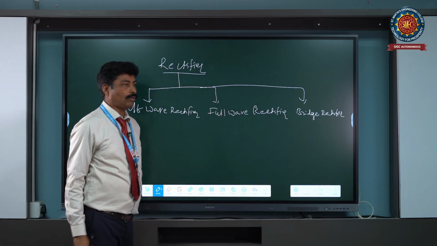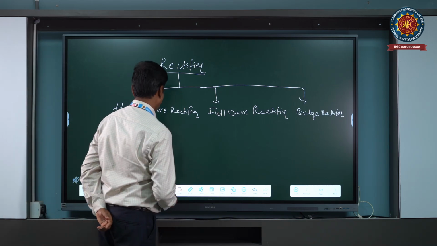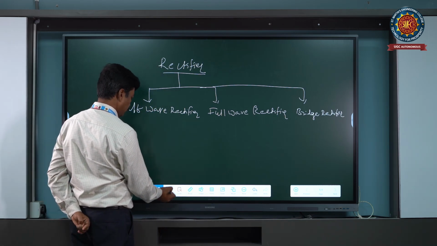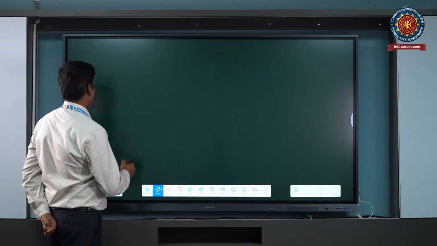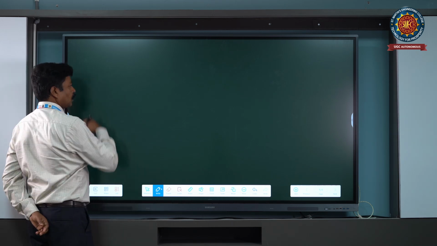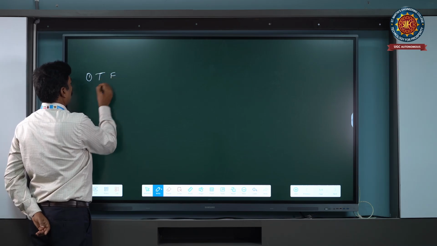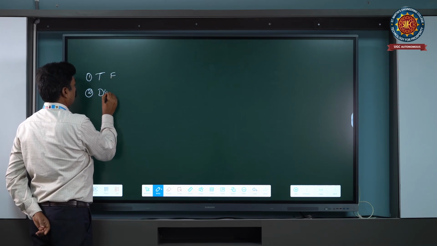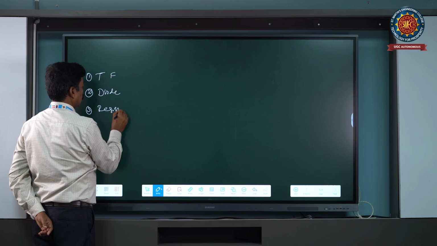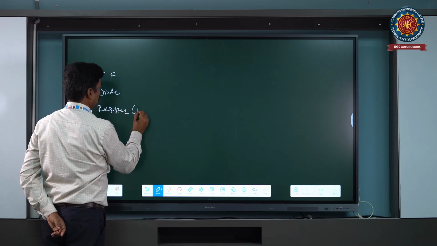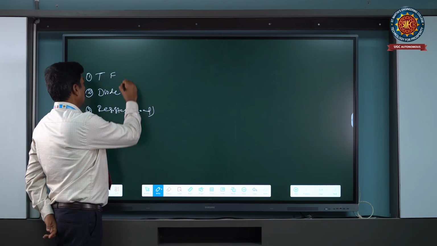The rectifier is a very important application. Rectifiers use basic components. Number one is the transformer, another one is the diode, and the third one is the load resistor. The transformer is very important.